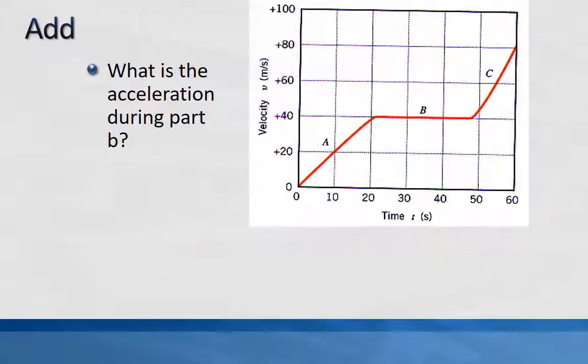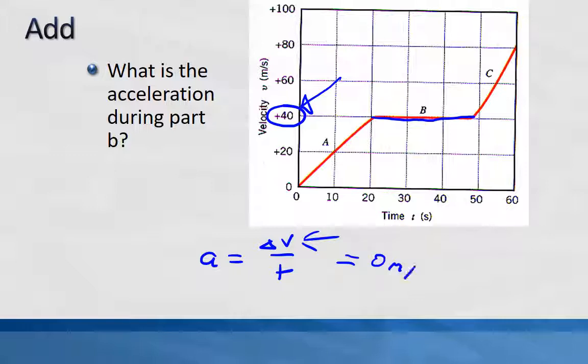During part B, we can ask what is the acceleration. So if we look at part B, we can look at the graph here. If you notice, the velocity stays at 40. So it doesn't mean that it's not moving, but it means that the velocity stays at 40. Therefore, with acceleration being the change in velocity over time, there's no velocity change. Acceleration is 0.